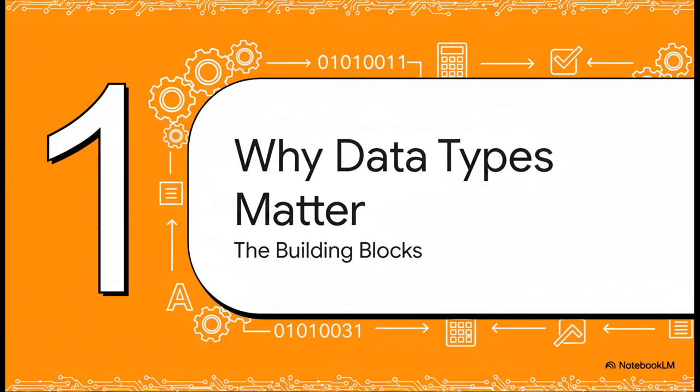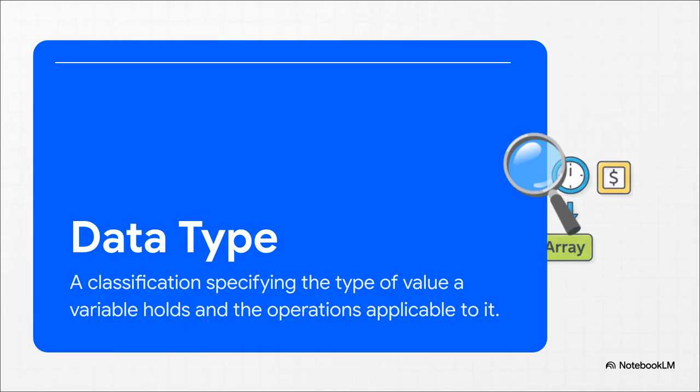Why do data types even matter? Let's get down to the absolute basics. Think of a data type as a simple label. That's all it is. It's a label that tells the computer exactly how to handle a piece of information. Is this a number that you can add or subtract? Or is it text that you just want to show on screen? This little label sets all the rules for what you can and can't do, and it even tells the computer how much memory it needs to put aside.